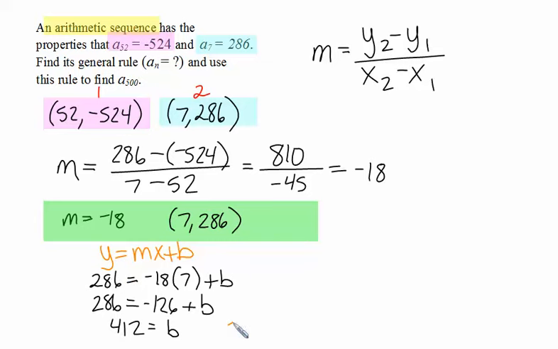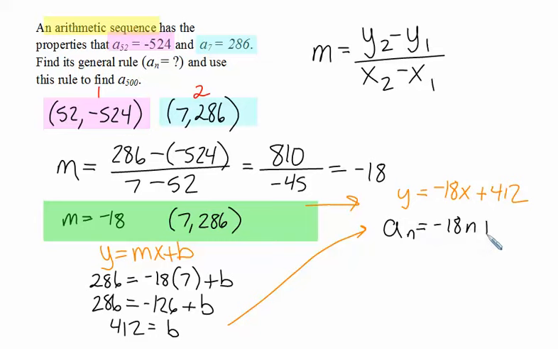So back in Algebra 1, our final answer would have been y is equal to a negative 18x plus 412. But in here, our final answer is going to be a sub n equals a negative 18n plus 412. That's our final answer for the rule for the arithmetic sequence. But be careful. Answer the entire problem. We also want a sub 500.